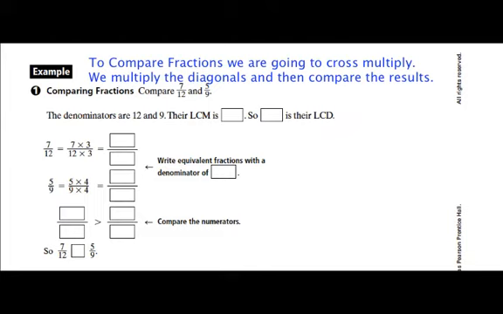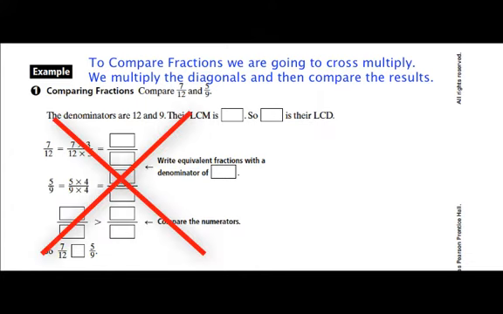To compare fractions, we're going to cross-multiply. We multiply the diagonals and then compare the results. We're not going to find a common denominator to compare fractions. So you can cross this out, but we are going to compare 7/12 and 5/9.